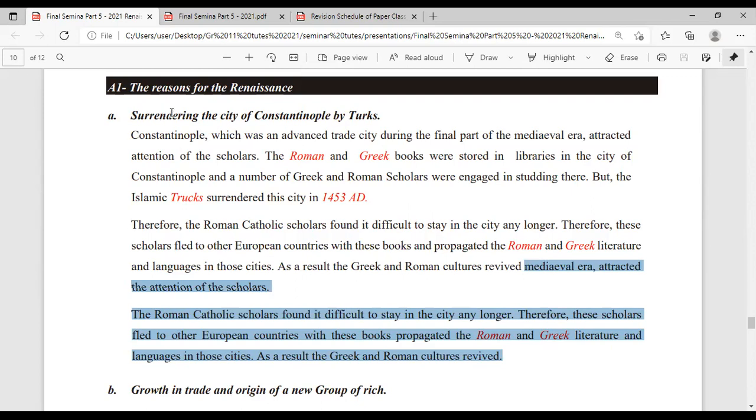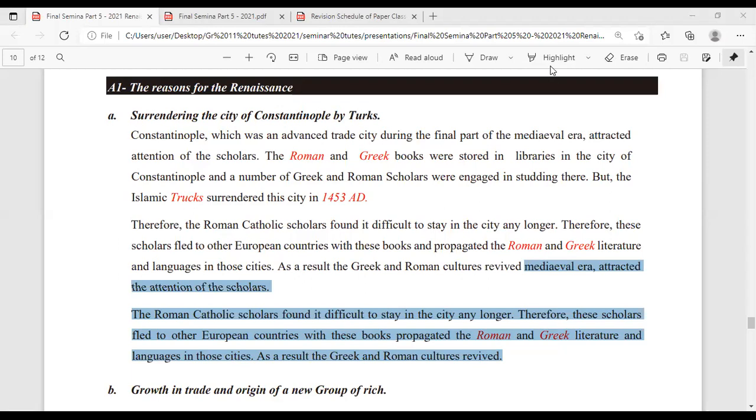So you have to write here, surrender of the city of Constantinople by Turks. Then you have to write this now. See here. Turks. Here I have given you the answer, and here this is wrong, a small printing mistake: it should be Turks, right? So here I am giving this answer also for you. Then what you have to do? Study this, recall this, and rewrite it in the exam.